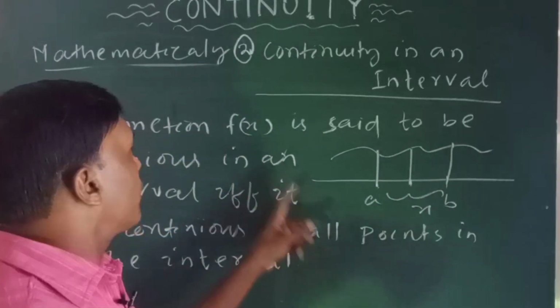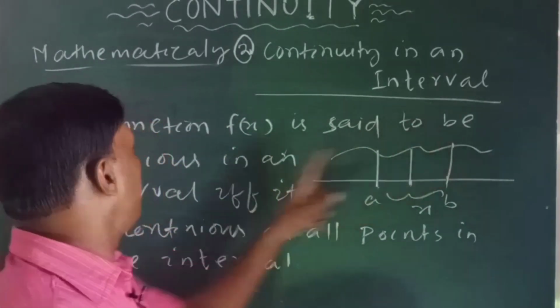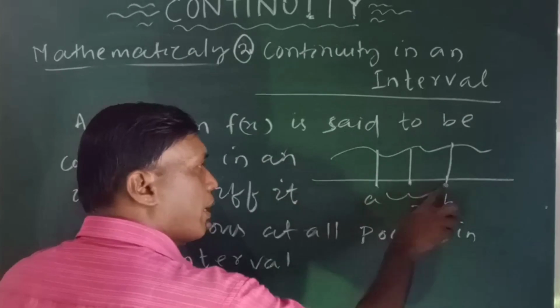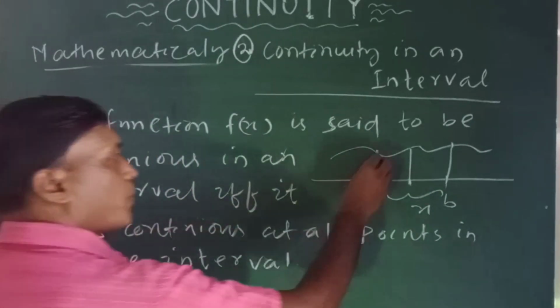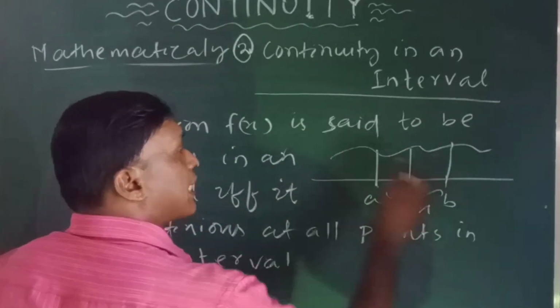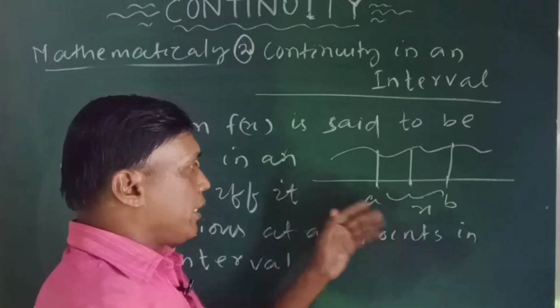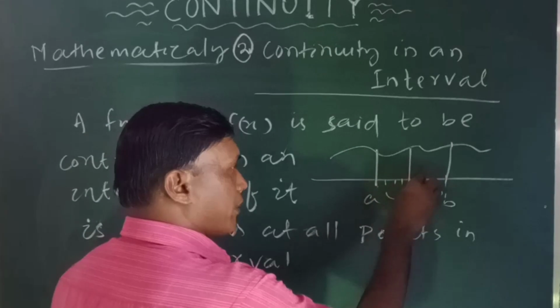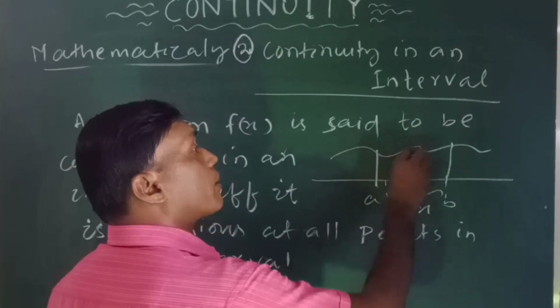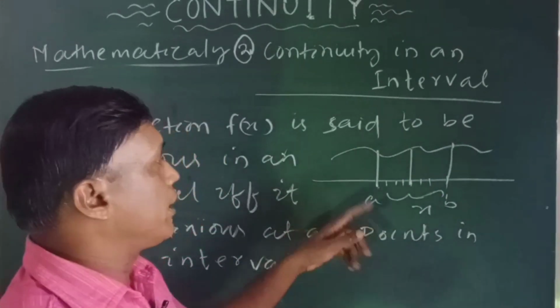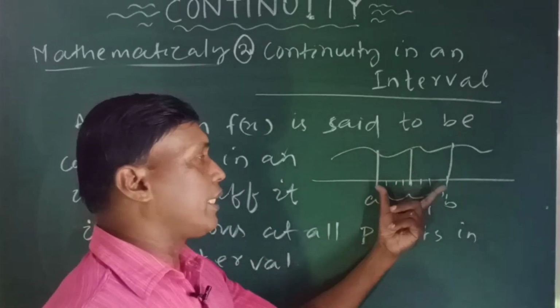So a function f of x is said to be continuous in an interval if the function is continuous at every point inside the interval. The interval a b, in this interval, if the function is continuous at every point, then we will say that the function is continuous in that interval.